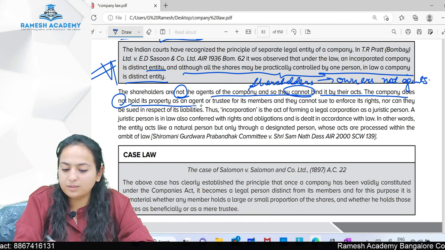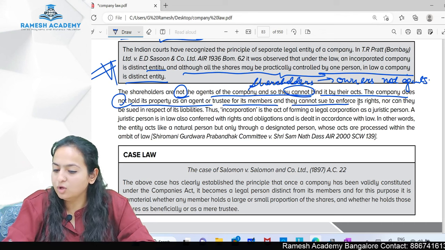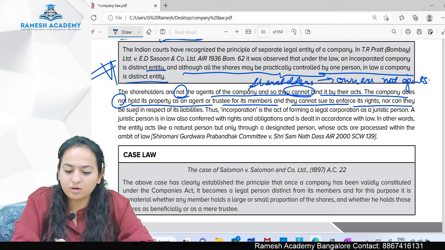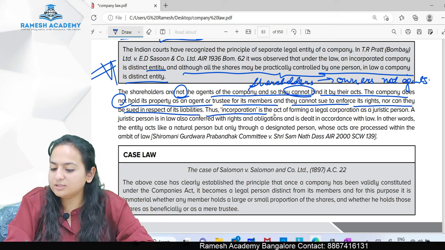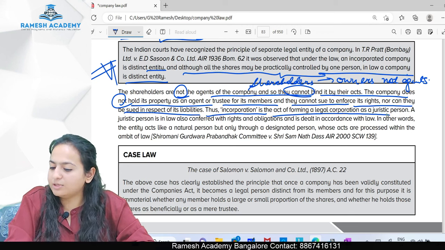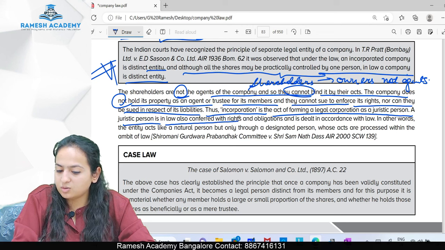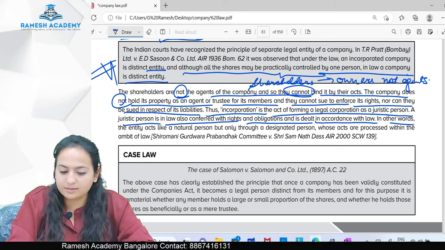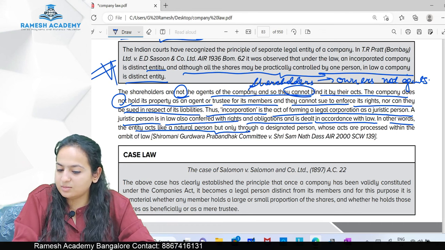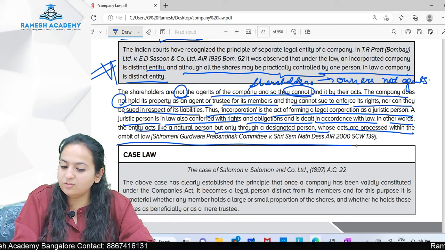The company does not hold the property as an agent or trustee for its members, and they cannot sue to enforce its rights, nor can they be sued in respect of its liabilities. Thus, incorporation is the act of forming a legal corporation as a juristic person. A juristic person is in law also vested with rights and obligations and is dealt with in accordance with the law. In other words, the entity acts as a natural person but only through a designated person whose acts are processed within the ambit of law.